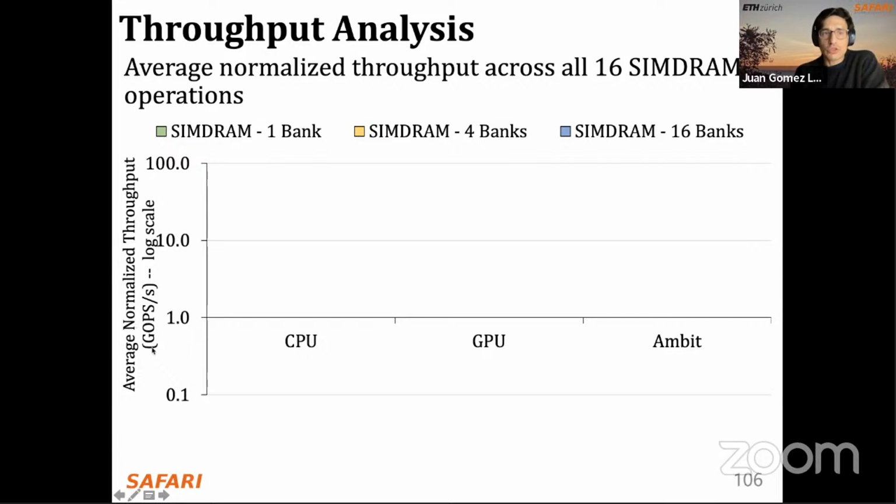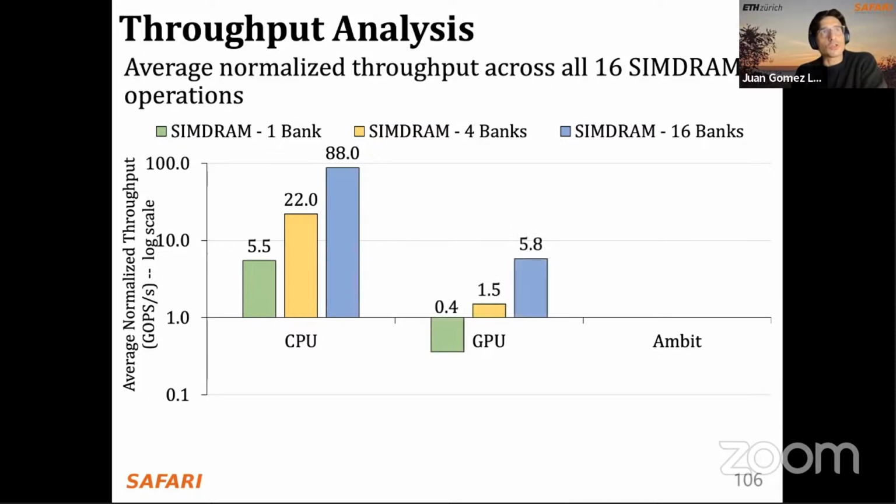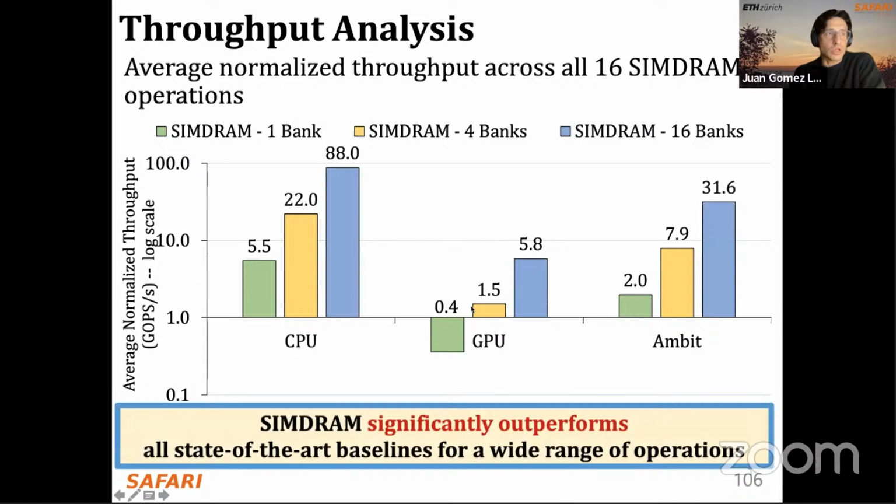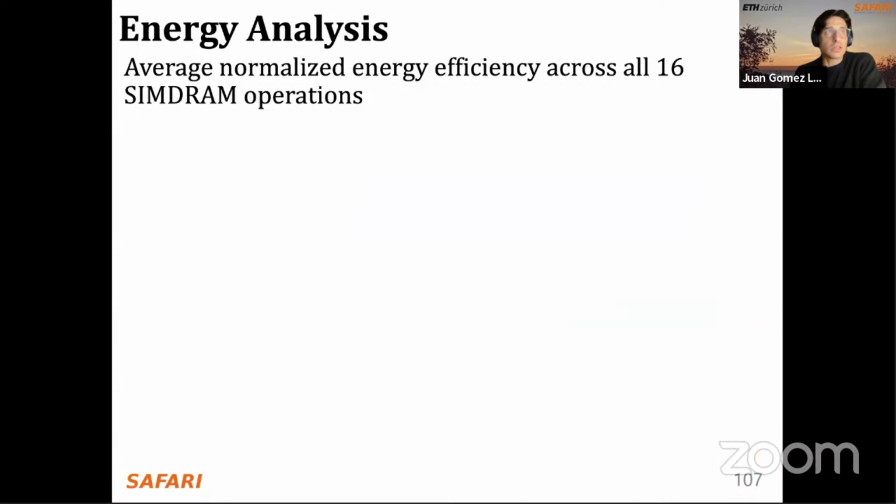We show normalized throughput with respect to the CPU. The speedup, or throughput improvement, that we get with one bank with respect to the CPU is already 5.5 times. We can multiply this by the corresponding number of banks that we are using, up to 16 in our experiments. And here you see also the comparison to the GPU. Observe that with 16 banks, in these 16 SIMDRAM operations, we are almost 6 times faster than a high-end, state-of-the-art GPU, and also outperforming Ambit. So SIMDRAM significantly outperforms the baselines.